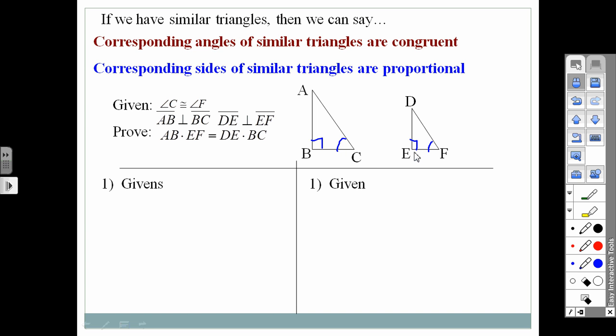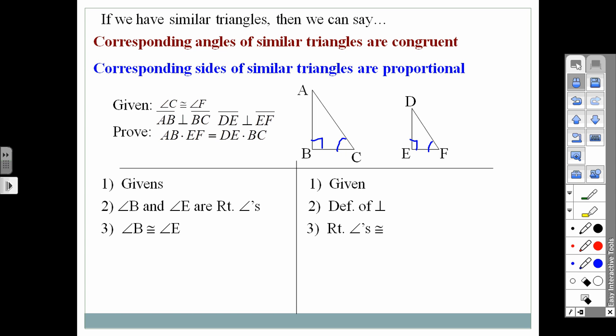So I'm almost there. The thing is, what you guys all have to remember, and some of you still need to work on, is that just because they told us that these are perpendicular and you've marked them as being right angles, we do still have to state that in our proof. So let's go ahead and do that. So we've got right angles by the definition of perpendicular. We know that angle B is congruent to angle E because right angles are congruent. And now, with this given that angle C and angle F are congruent, we can say that the triangles are similar by AA.